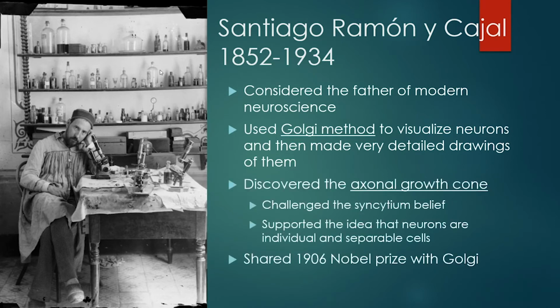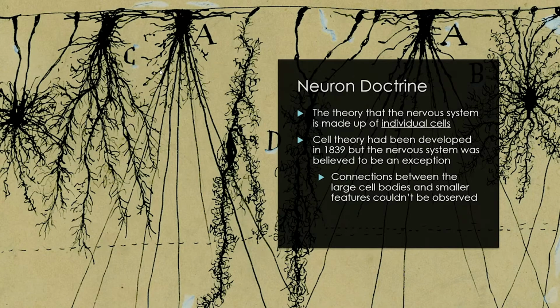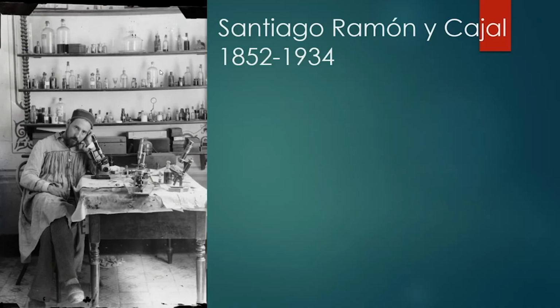And his big contribution was that when he was able to get down small enough, he was able to see the axonal growth cone, which is the separation between the different cells. It's the first evidence that it wasn't just this big glob of stuff, and there's actually these individual things that were all cooperating, coordinating with one another. And he got the Nobel Prize with Golgi, who had developed the same technique in the first place. This picture was one of his drawings, actually.